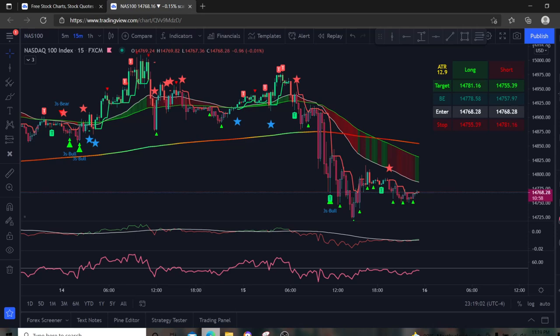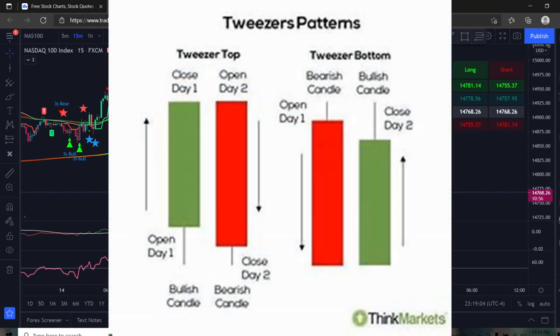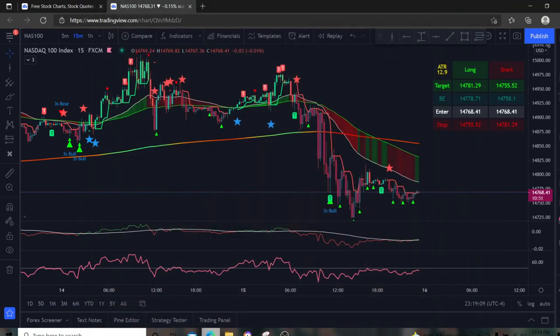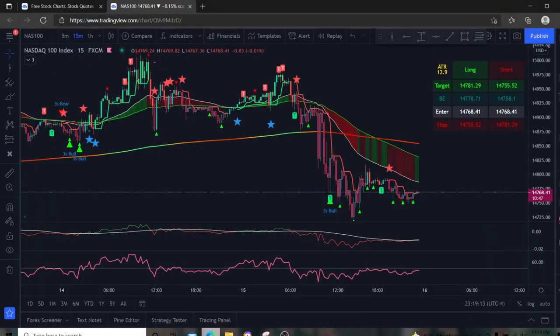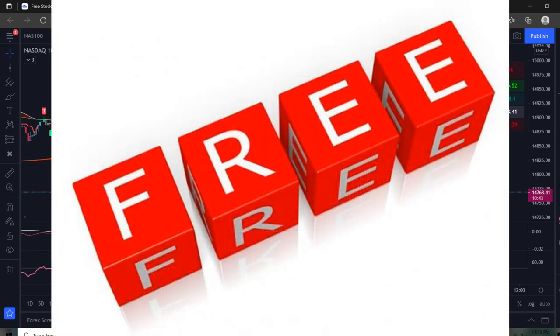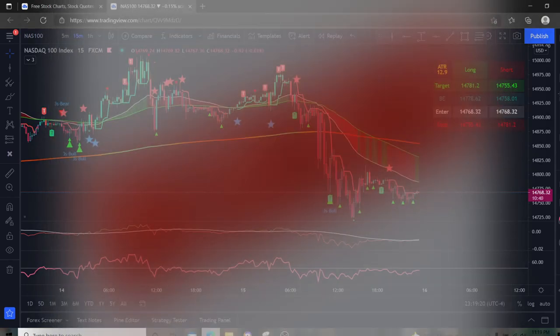I do trade them a little bit differently. Everyone has different versions of what tweezer tops and bottoms are, so watch that video if you want to know what I consider them. However, there are lots of questions about how to apply the indicators to this. You show the markup and you say everything's free. Yep, it is. Everything on learning about tweezer tops and bottoms is free.